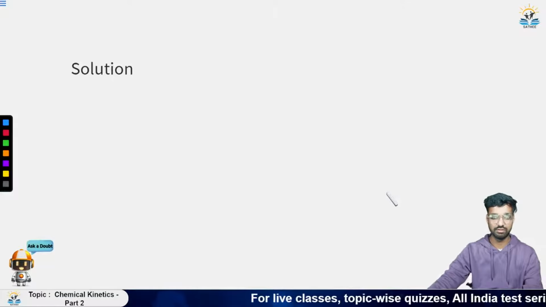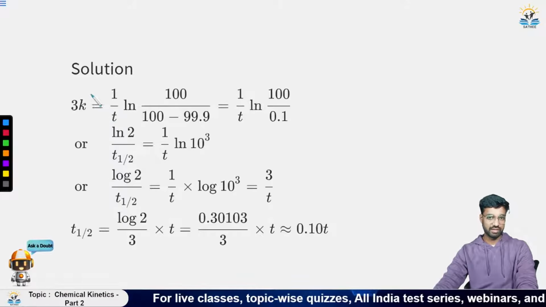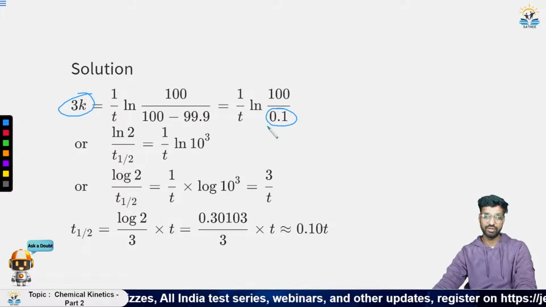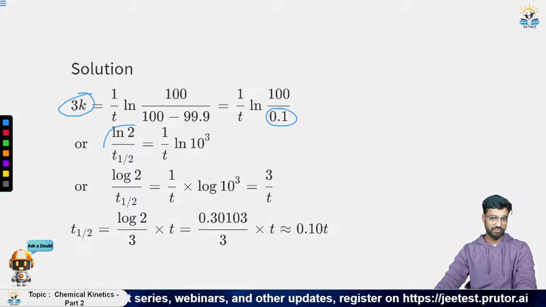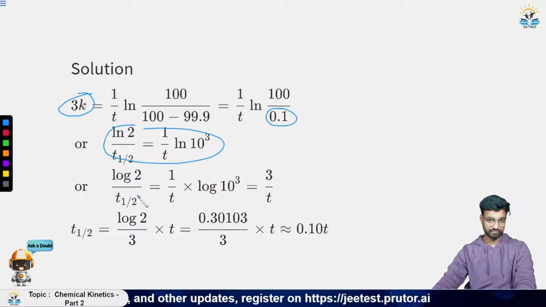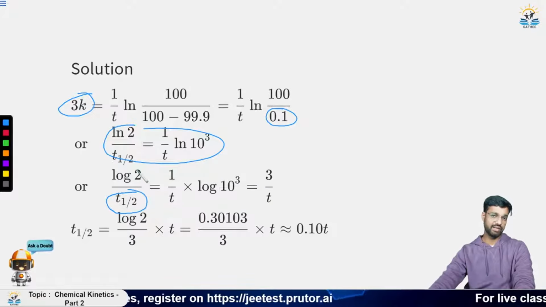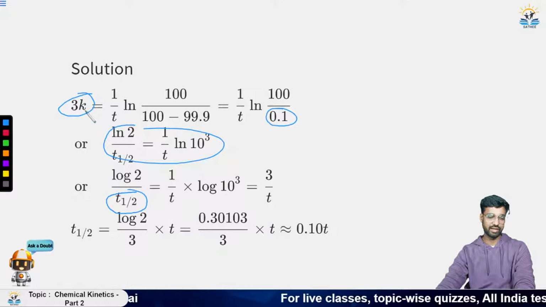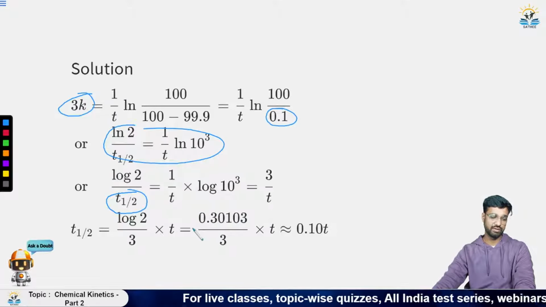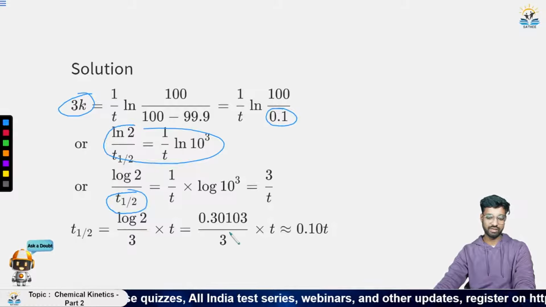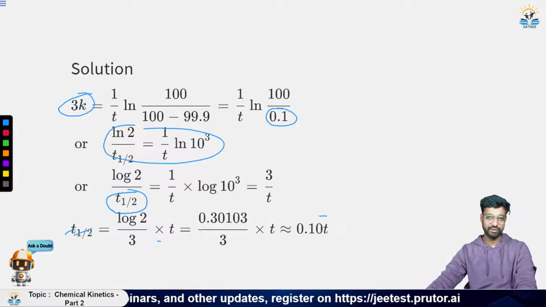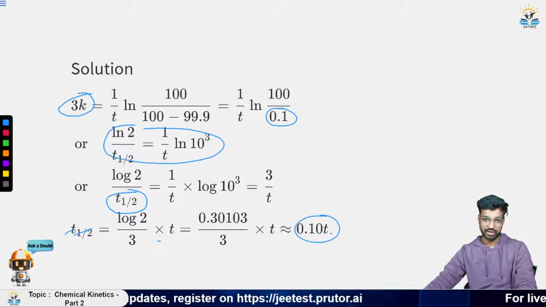So let us see the solution. We have done a similar thing, but in one step. We have taken 100 minus 99.9, that is 0.1. It is the same. Then we have just put the values here. We have taken this k directly in terms of T half, ln 2 by T half. If you use that also, you can solve this. It is done in the same order, they have just skipped one step. So we will get this value as 10 T half. This is for 99.9%.